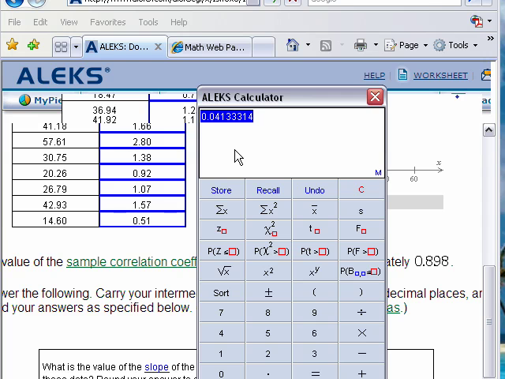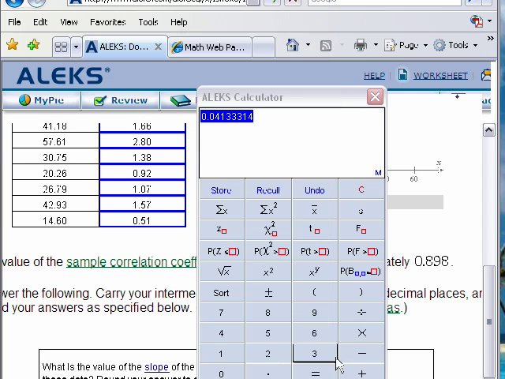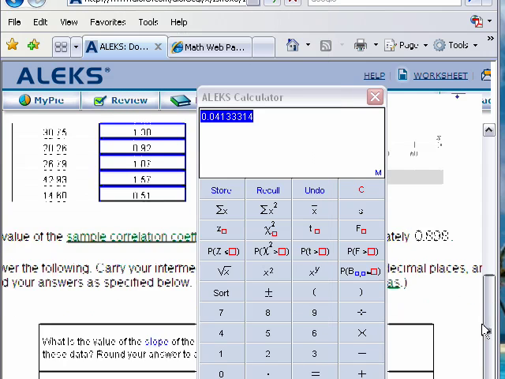And that gives us 0.04, which is a very small slope, but it's positive nevertheless. So let me just double check to make sure I had my formula correct. Yes, it's R times S sub Y over S sub X. We put the S sub Y over S sub X first, but either way it's equivalent because of the commutative property of multiplication. All right, so let's enter that value in for the slope.